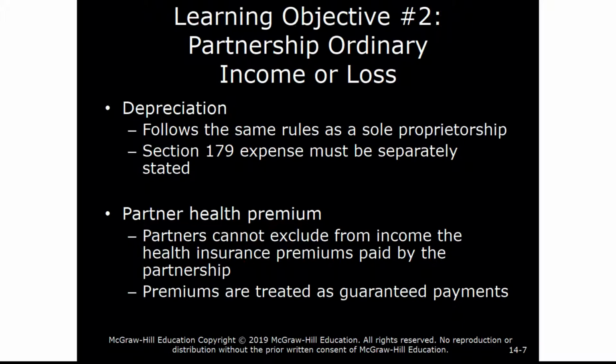Depreciation follows the same rules as under any business. What's a little bit unique about the partnership is that Section 179 expenses of the partnership assets are sent separately, as separately stated items on K1 to the individual partners. And also the partners generally cannot exclude the income from health insurance premiums paid by the partnership. These would be treated as income by the partner, very similar to guaranteed payments.